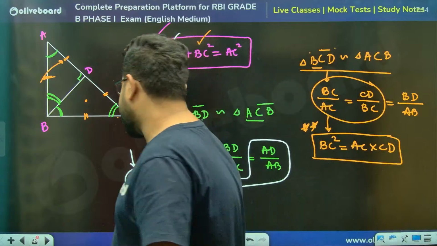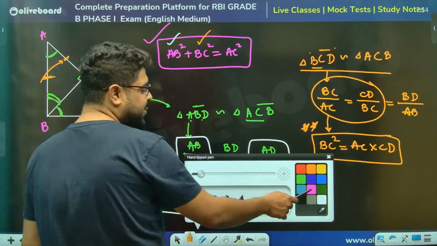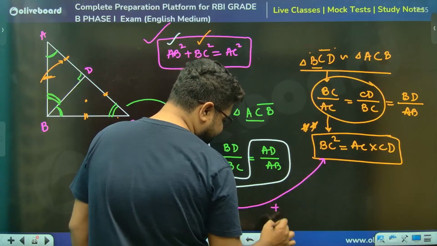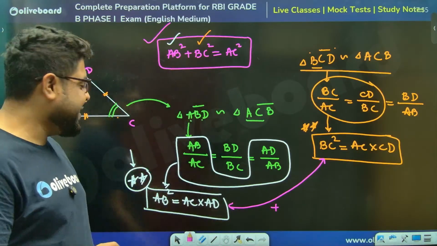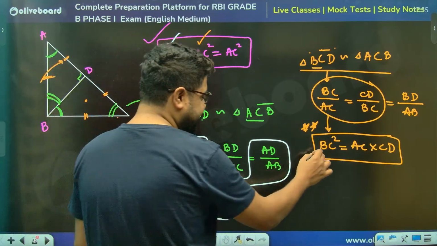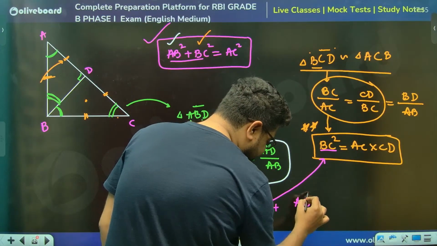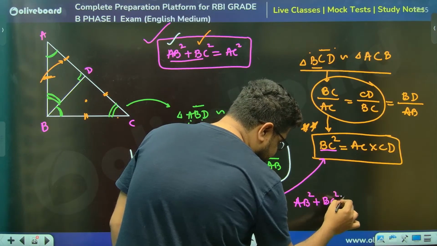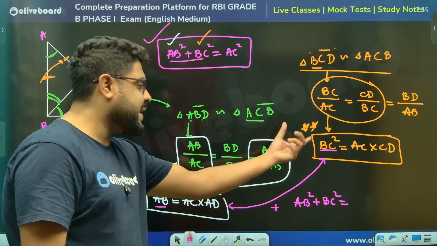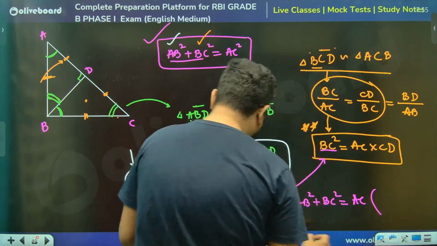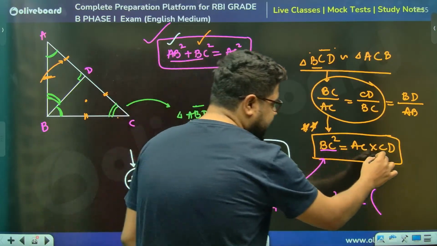And you know how Pythagoras comes. If you want to know how Pythagoras comes, just add these two equations, and you will only say eureka. AB square plus BC square. Why? Because this is the left hand side. So AB square plus BC square. On the right hand side, AC into this, AC into this. AC I can take common. What is remaining? AD remaining from here, CD remaining from here.